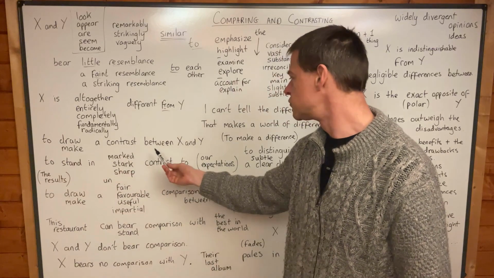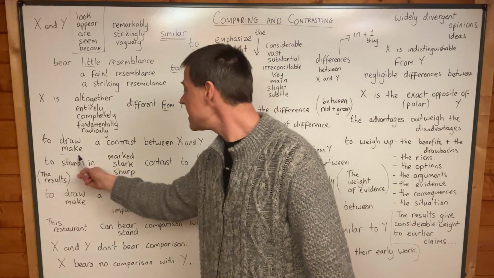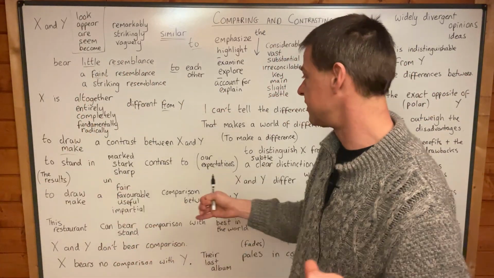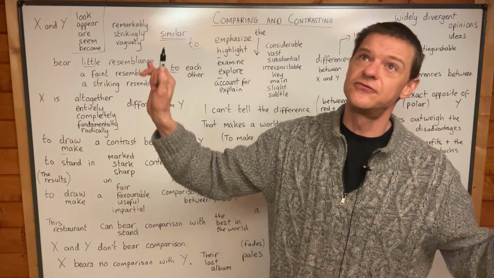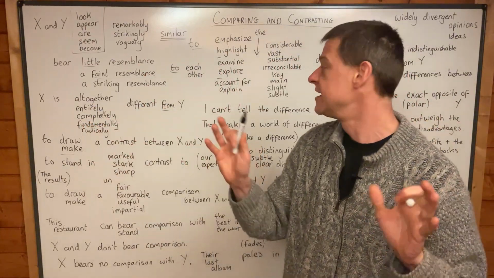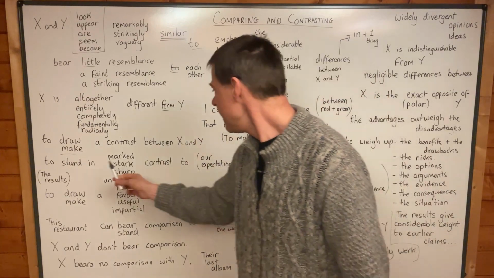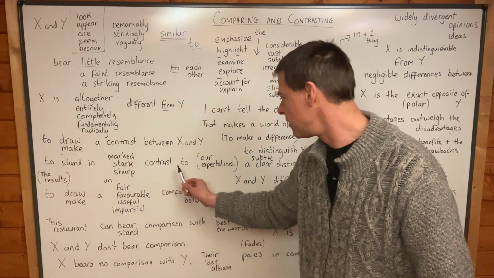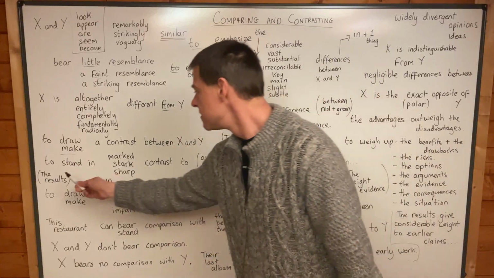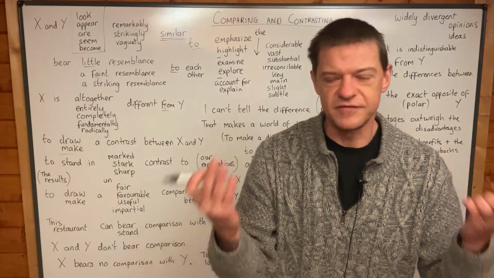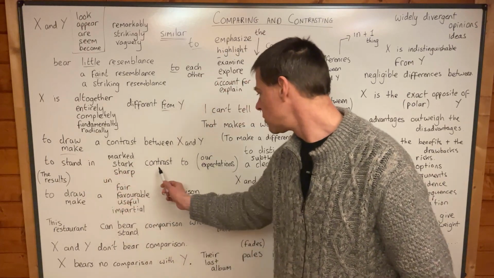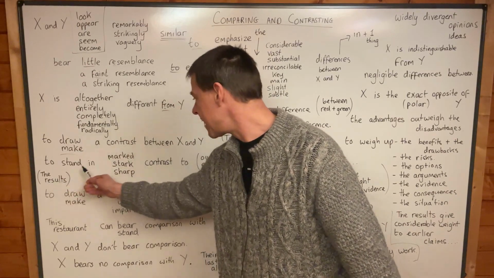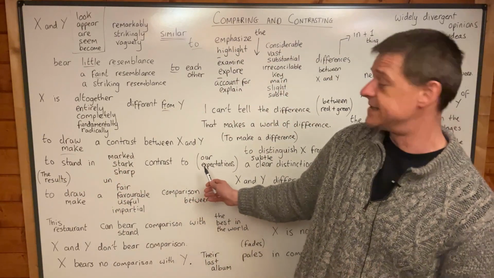Okay, you can draw a contrast between X and Y, or you can make a contrast between X and Y. And this is where you want to contrast two different things, when you want to show their differences. When you're contrasting, you're showing differences and not similarities. You can say that X stands in marked contrast to Y. For example, the results of this poll, of this survey, stand in marked contrast to our expectations. And so what actually happened stands in marked contrast to what we expected to happen.